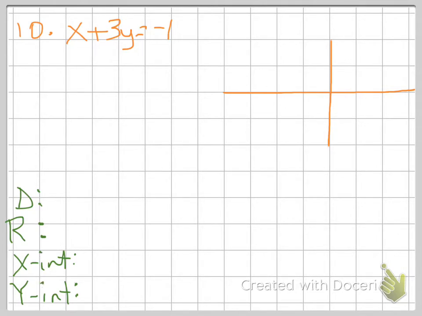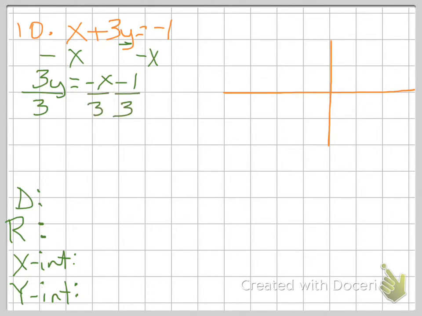All right. We're going to start to solve for y, so we're going to move x over. So we have 3y equals negative x minus 1. To get y by itself, we then have to divide by 3. So we end up with y is equal to negative 1/3 x minus 1. Now let's get some points here.